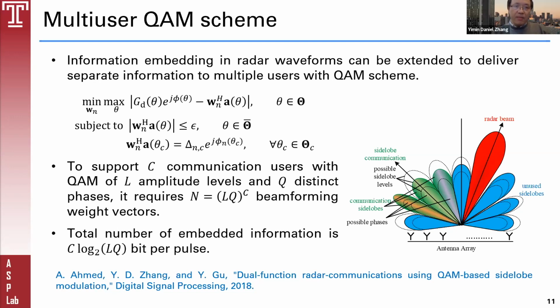waveforms, or I should say the beamforming weights. So to support the communication users with L amplitude levels and Q distinct phases, we need to generate N equals LQ beamforming vectors. And then in this case, in total, we can carry log2(LQ) bits per pulse.